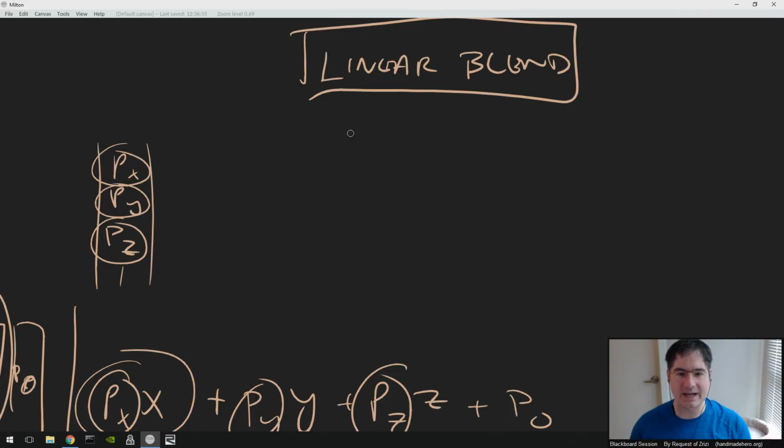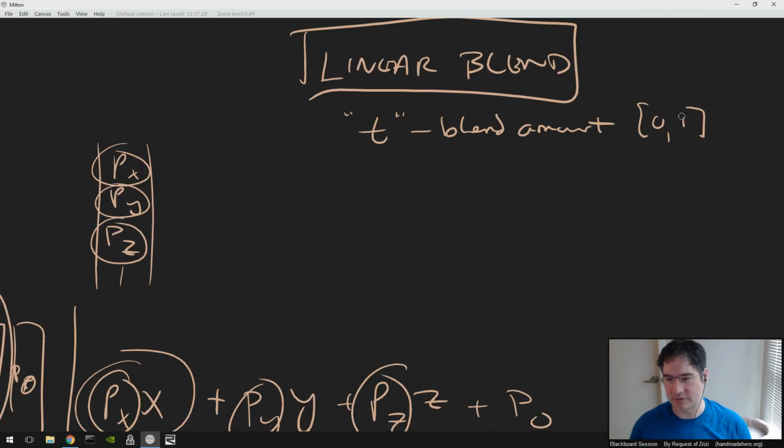And so, for example, I might have a t parameter, which is the blend amount. It ranges from 0 to 1 inclusive. So it can be 0, it can be 1, or it can be any floating point number in between those 2. And then we write the equation: (1 minus t) times some value plus t times some other value equals the blended version. This is maybe a point or something, whatever we're blending. They could be anything that admits a linear combination: points, matrices, pixels, whatever you want.